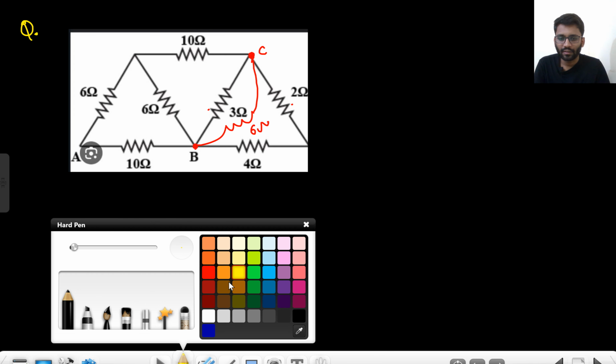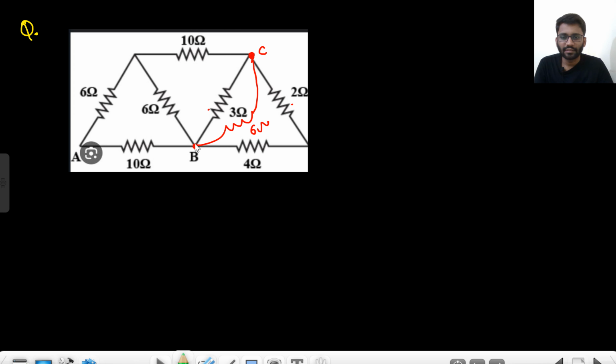So 6 and 3 parallel will become 2. So basically it will give me an equivalent resistance of 2 ohm, right? Now tell me, comment about 10 and 2. Are they in series or in parallel or any other configuration? They are in series only, because this complete configuration is reduced to 2 ohm. Now if I1 current is coming here, the same current will be flowing through 2 ohm only, right? Because there is no other path.